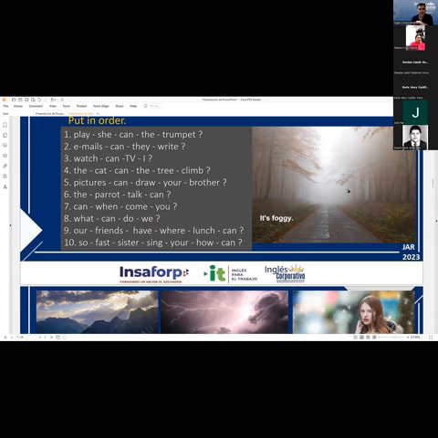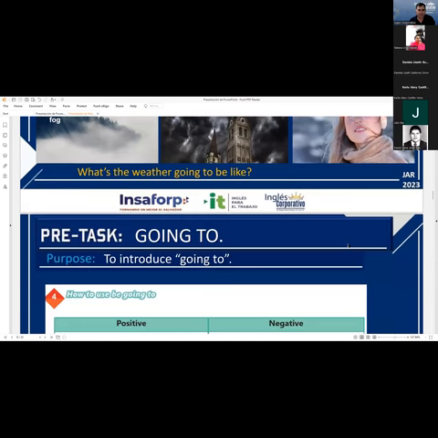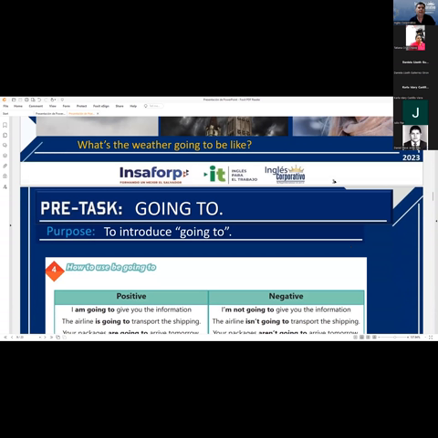How can sister? How can your sister? Your sister? Uh-huh. How can your sister? Sister. Sing. So fast. Sing so fast. How can your sister sing so fast? Excellent. Very good. Now let's continue. What's the weather going to be like tomorrow? Do you think it's going to rain tomorrow? Yes. During the day or at night?